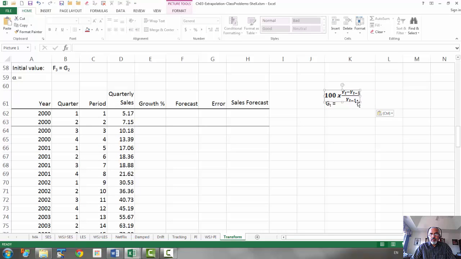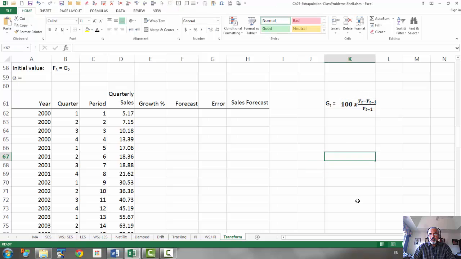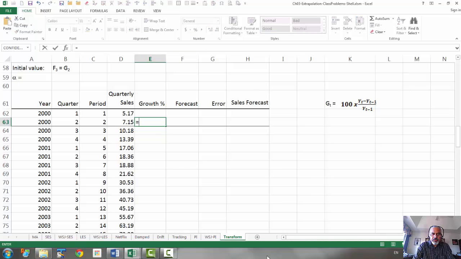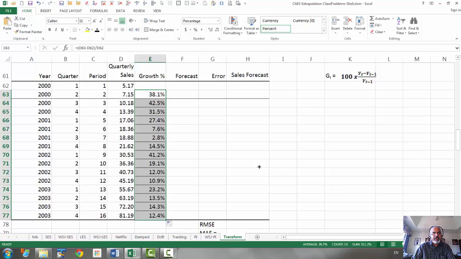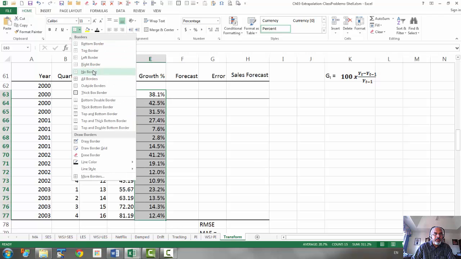Move it there. So we will not multiply by 100 because we can simply change the display to a percentage. So we take y sub t minus y sub t minus 1, the previous one. That's the difference divided by the starting point, which is that. So that's our growth rate percentage. So we copy that, then we get the transformation. So we clean up the borders here a little bit.